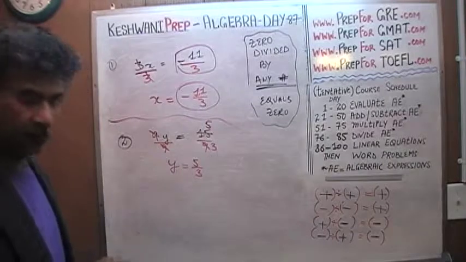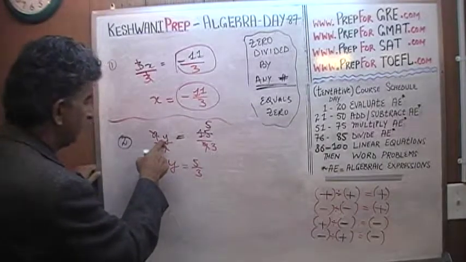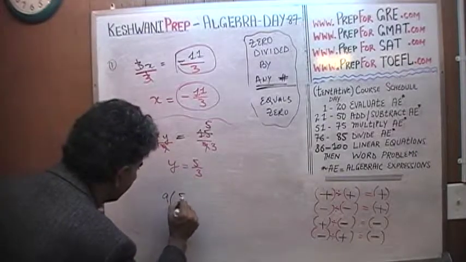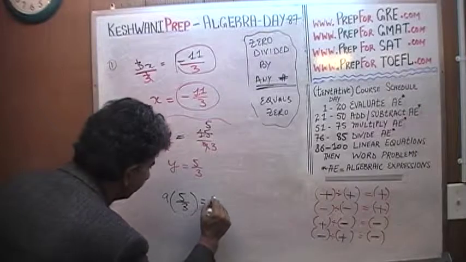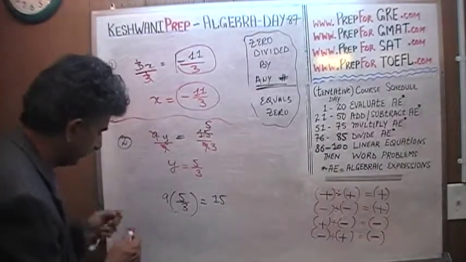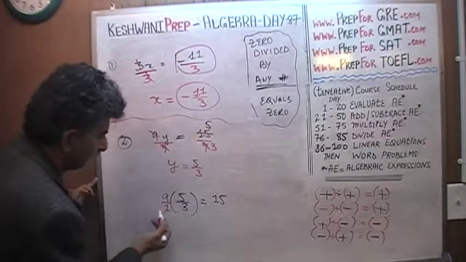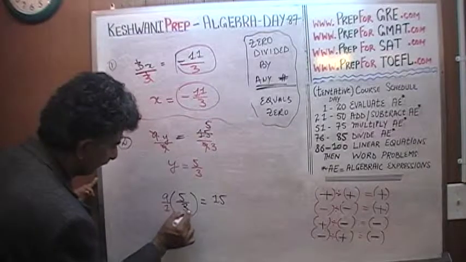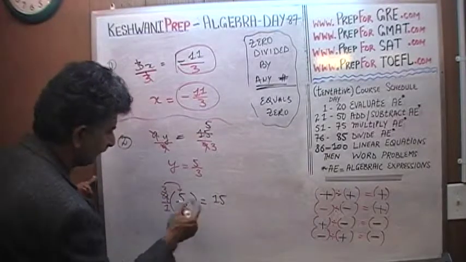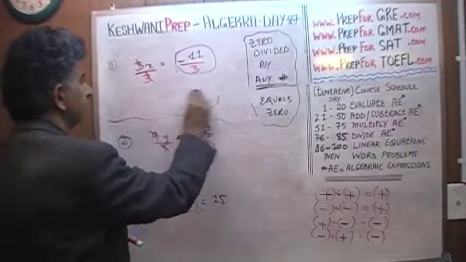5/3. Let's verify it. Let's make sure it's the right answer. 9 times y, we were told, equals 15. 9 times y, which we know now is 5/3, equals 15. Let's see if it makes sense. Now this 9, even though it's written 9, technically speaking it is 9 over 1. So this 9 and this 3 we can cancel out. This 3 cancels out with this 9 3 times, and 3 times 5 of course is 15. It makes sense. Let's do the next one, number 3.